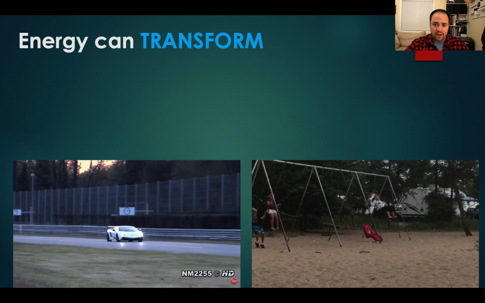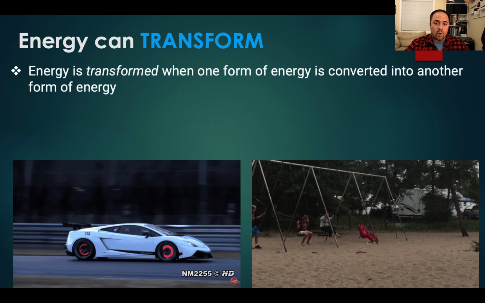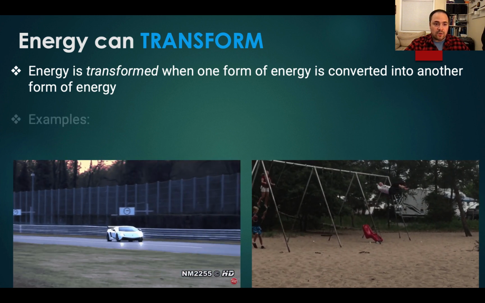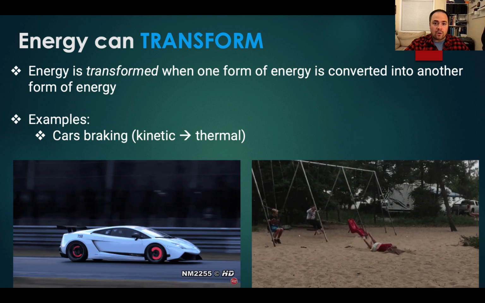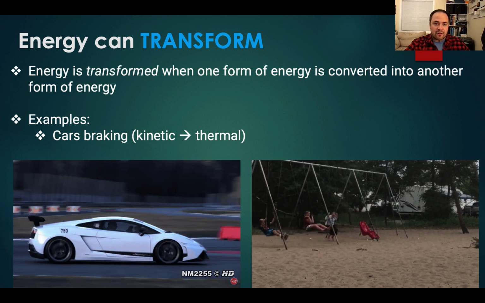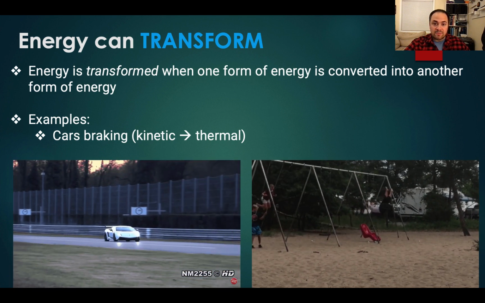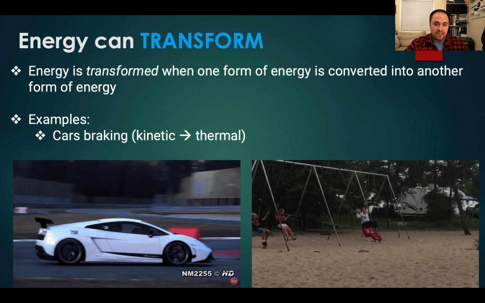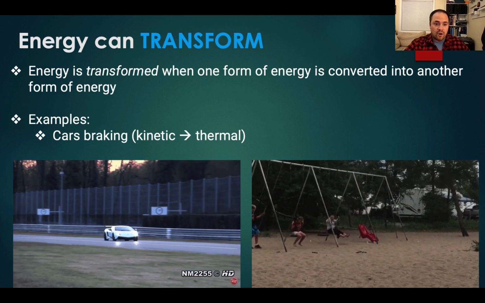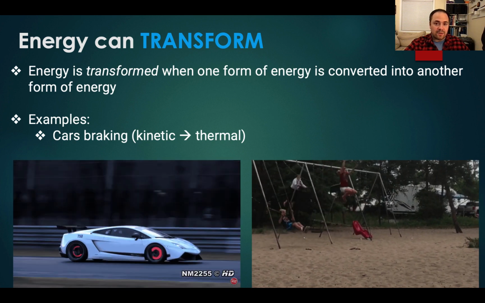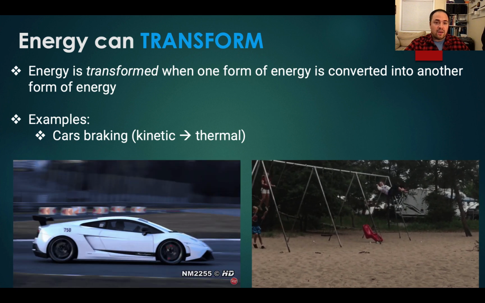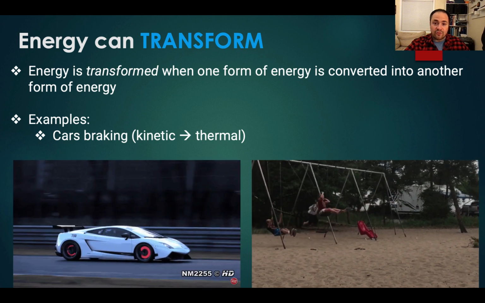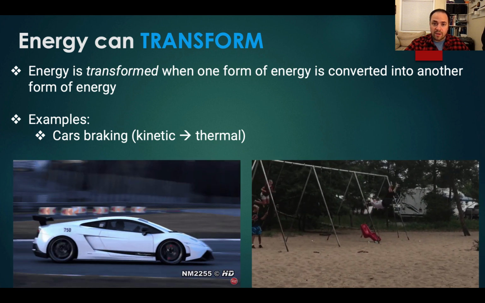Now, energy can also transform. Energy is transformed when one form of energy becomes a different form of energy. And so we see this all the time, for example, with cars braking. You have all of this kinetic energy that a car has from its motion. That kinetic energy is transferred to the braking system when the braking system is engaged. This slows the car down, so the car is losing kinetic energy, but again, it's not destroyed, it's just being transformed into a different type of energy. And we can see in the GIF here that that is thermal energy from the glowing rotors inside the wheels.